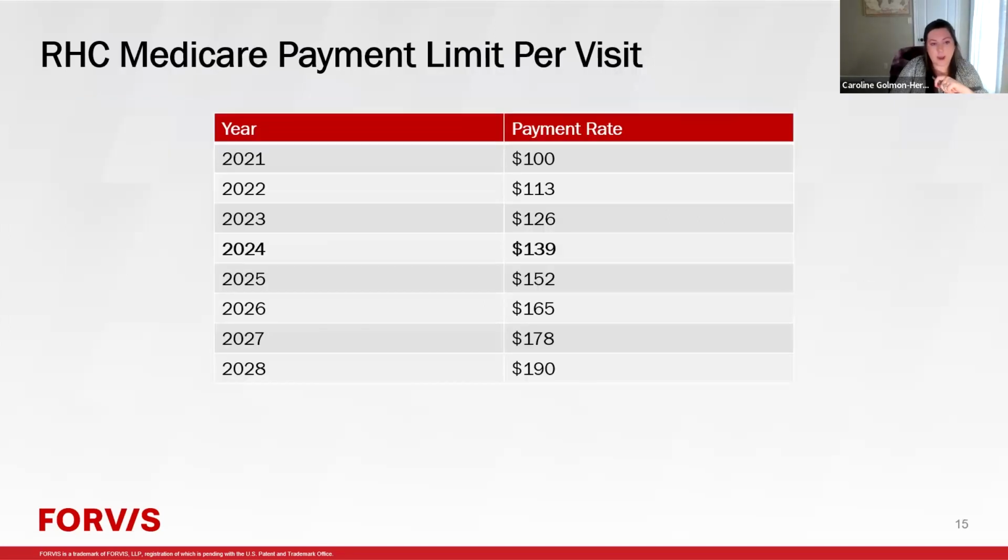The RHC Medicare payment limit per visit, I always like to put this in there. Sitting at 2024, we are at $139. As you can see, there is a steady increase in the coming years, and we've obviously come a long way since 2021. I just wanted to throw that out there for your reference as well.